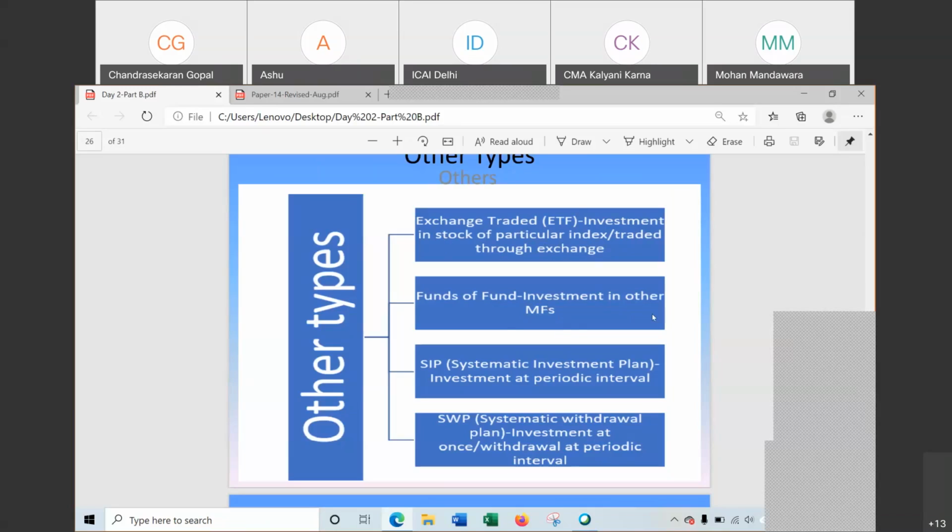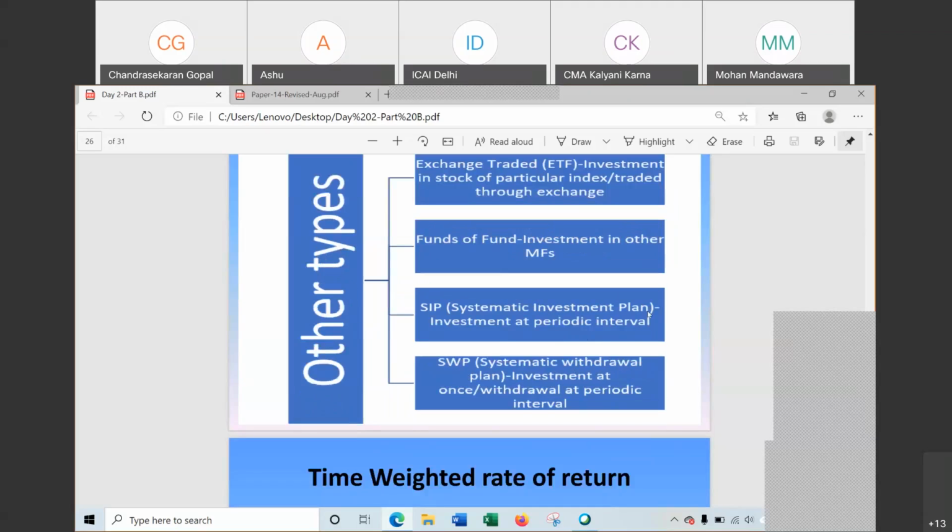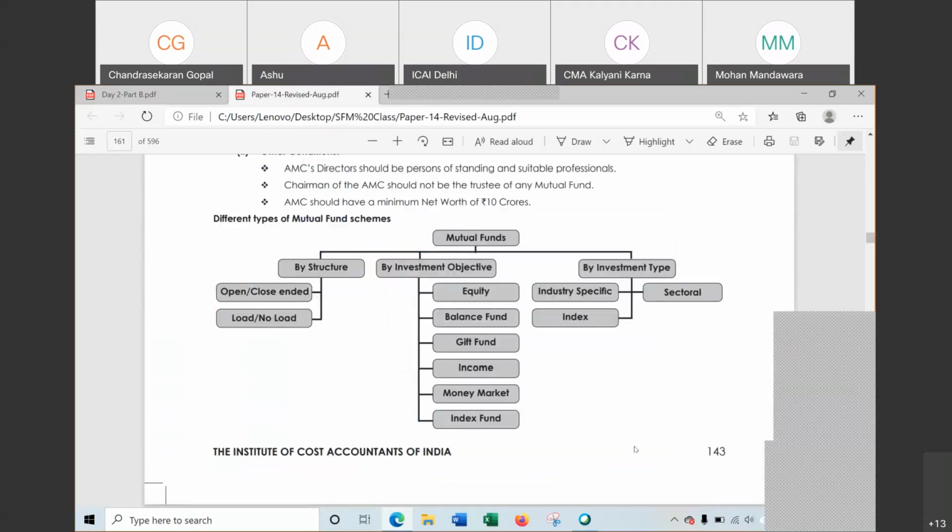So funds of fund, investment in another mutual fund. SIP and SWP. SIP means systematic investment plan, that investment is made at periodical interval. Investment amount is made at the fixed interval. But SWP, systematic withdrawal plan. In the case of SWP, investment will be made at once, in one lot, but withdrawal of amount will be at periodic interval. Withdrawal is systematic here, there investment is systematic. That is investment at periodic interval, withdrawal at periodic interval. These are some of the types of mutual fund.